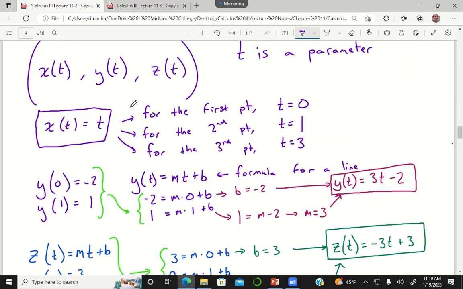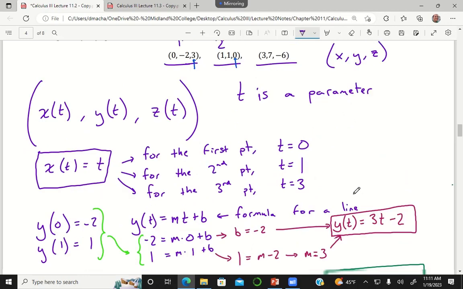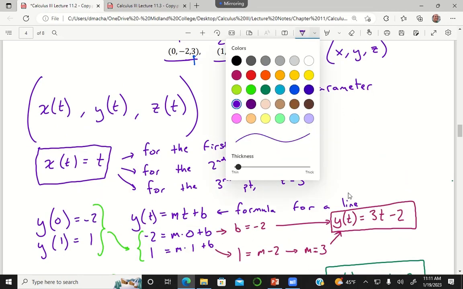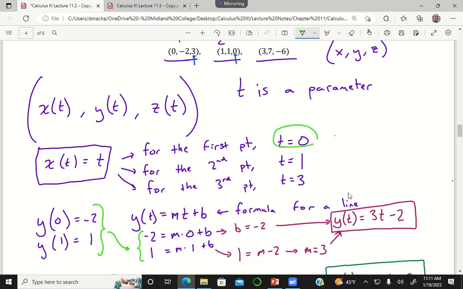In any case, I now have a function that gives me my x-coordinate as a function of t, my y-coordinate as a function of t, and my z-coordinate as a function of t. And I know that whenever I plug in t is equal to 0, I will get my first point up here. And whenever I plug in t is equal to 1, I will get my second point. And whenever I plug in t is equal to 3, I will get the third point. Or at least I hope so.